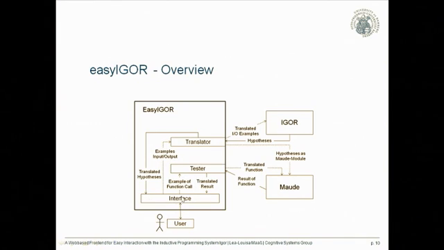If the user now wants to test the hypotheses that were being returned, he can call an example function call, which is then being translated by the tester, and then being called by mod with the use of this mod module that was written previously by the translator. Mod then returns the result of the function call, and then the translated result is displayed to the user via the interface, and the user can see whether or not the hypotheses were correct.